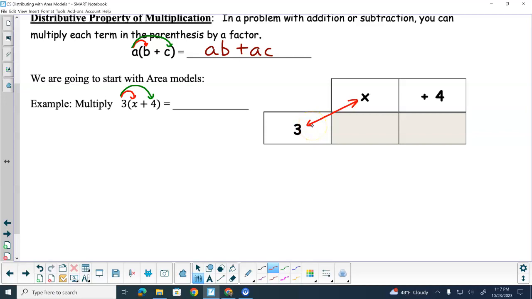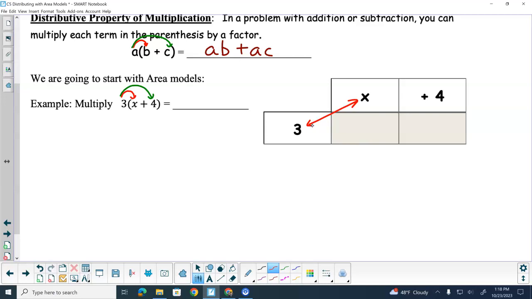And later on, distributing, oh, maybe it's unit D. In unit D, we'll have a binomial times a binomial. So then our area model will grow by a whole nother row. Okay? So what is 3 times x?